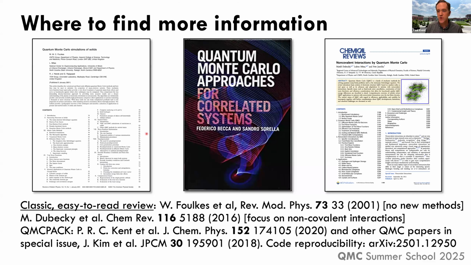So I'm showing here two review articles and a book. First, I would point to this review article in the Reviews of Modern Physics. That's this first reference here, published by Matthew Foulkes and co-authors back in 2001. And this has turned out to be a classic and very easy to read review on not only quantum Monte Carlo simulations of solids, which is the title, but also I think it's approachable enough that it can be applied to molecules as well. So that's a very friendly review paper.